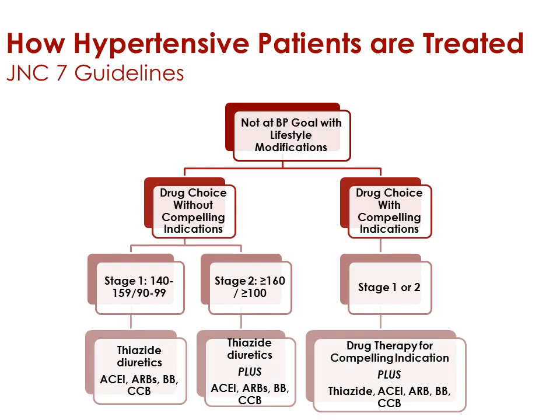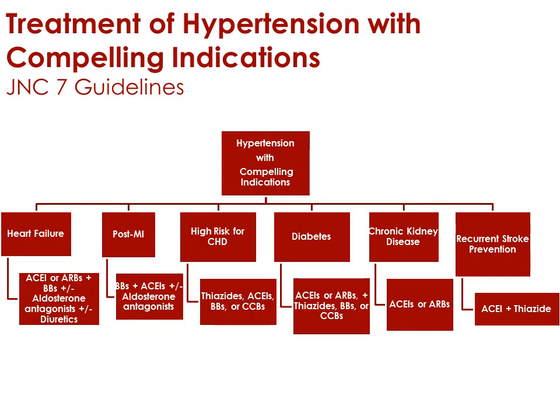This slide is an algorithm for the treatment of hypertension. Specific drug classes are indicated for hypertension alone versus hypertension with compelling indications. For stage 2 hypertension, it is recommended to initiate combination therapy, whereas in stage 1, you may initiate monotherapy. For patients with compelling indications, studies have shown that certain classes of antihypertensive medications have a greater benefit over other classes. In the next few slides, we will discuss the recommended drug classes for each compelling indication.